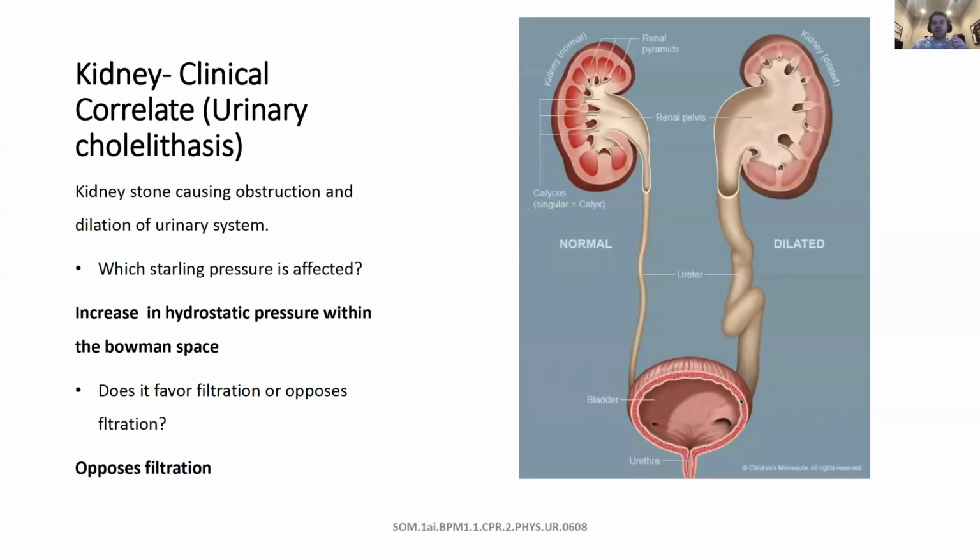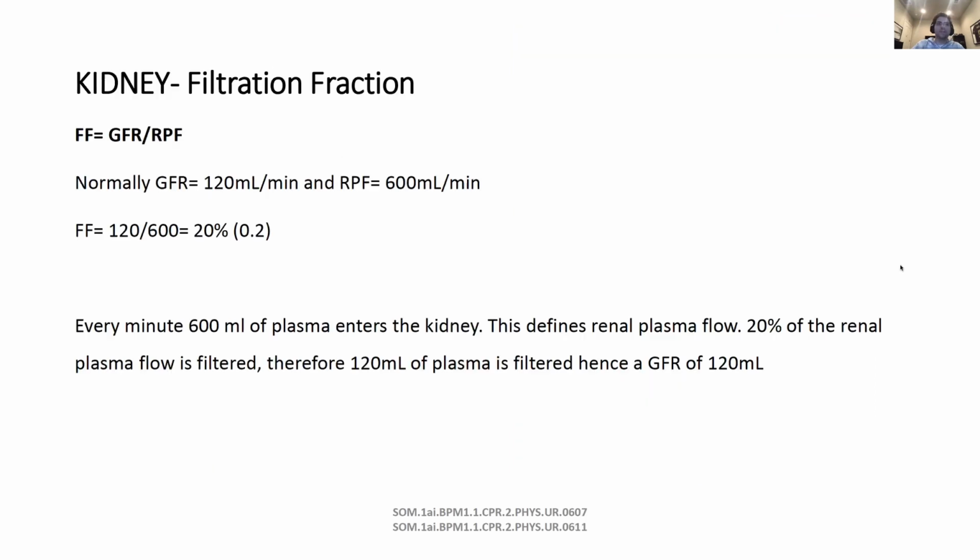Okay, so we talked about this. This is kind of when you get a urinary stone. Here you can see the stone is lodged in the ureterovesicular junction, and you can see this dilation back up to the kidney, and you get this hydronephrosis.